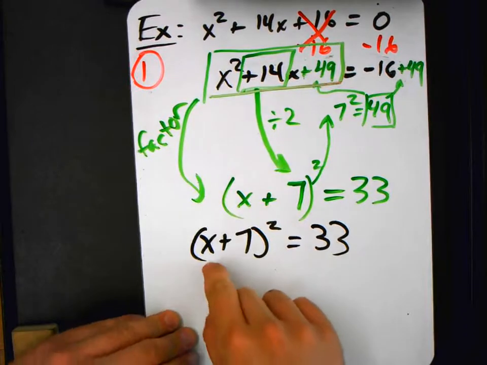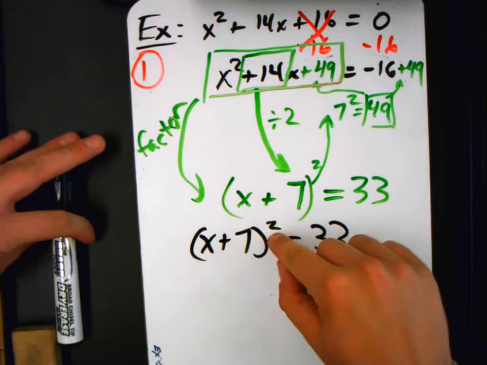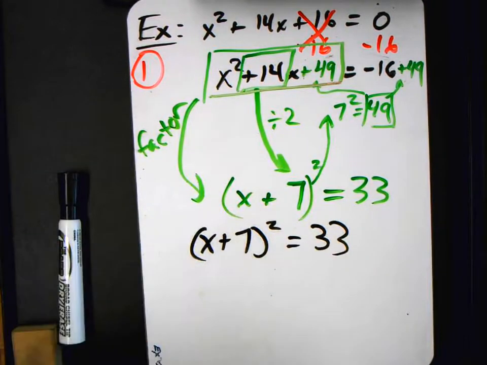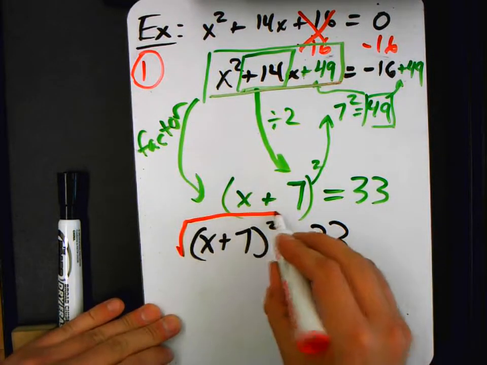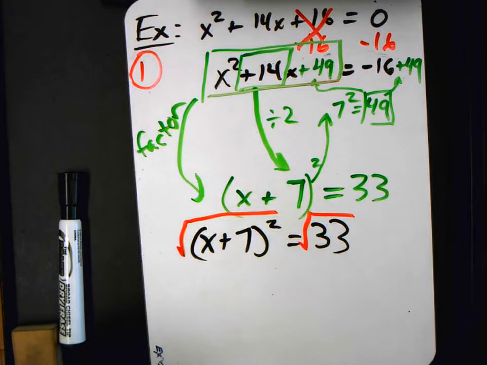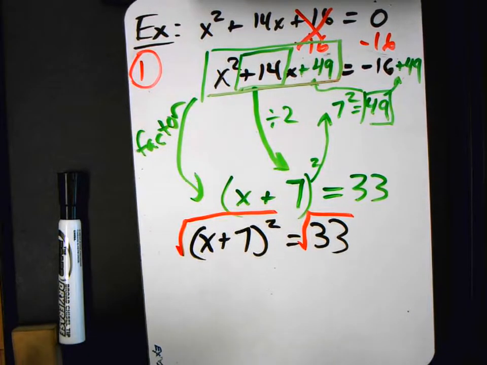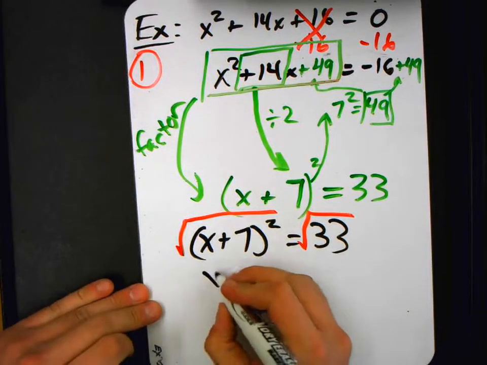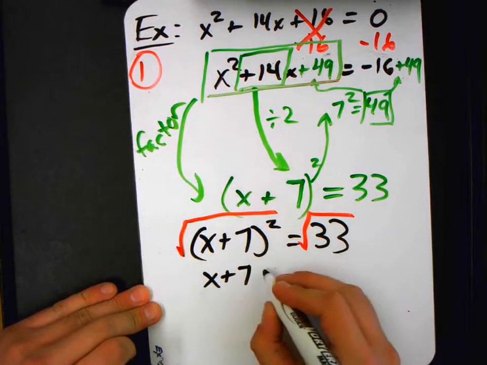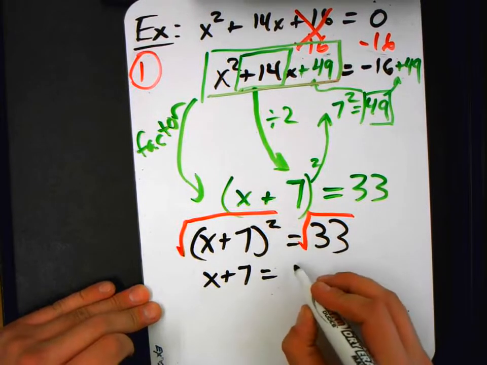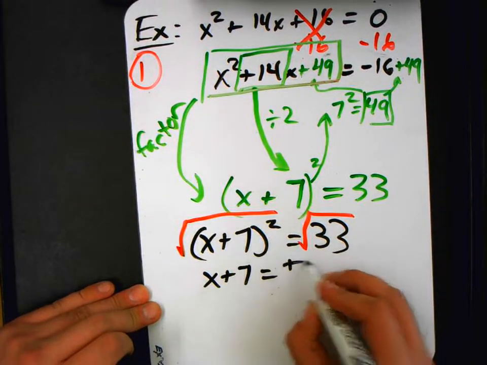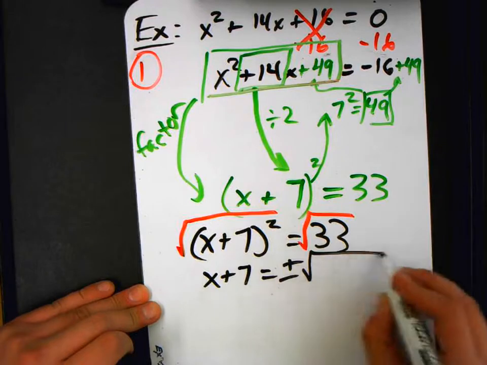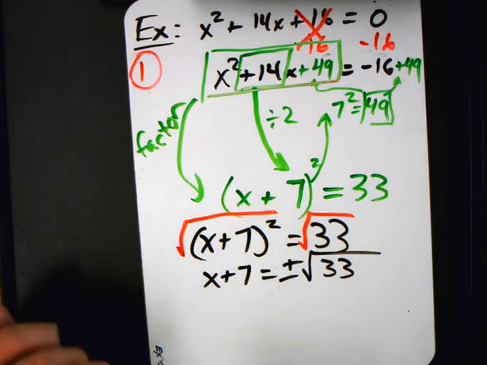Now, in order to solve for this x on the left side, I must get rid of this square. The opposite of squaring is taking the square root, so I'm going to do that to both sides. The square root of x plus 7 squared gives me x plus 7. And the square root of 33, I'm just going to leave this as the plus or minus square root of 33.